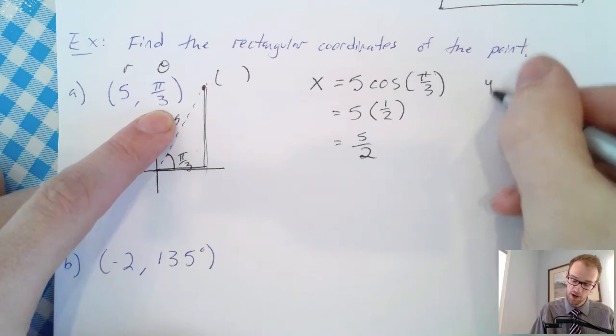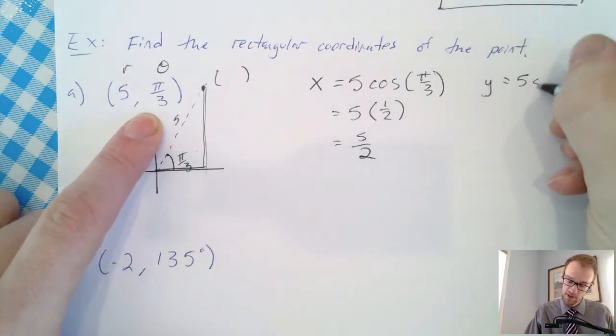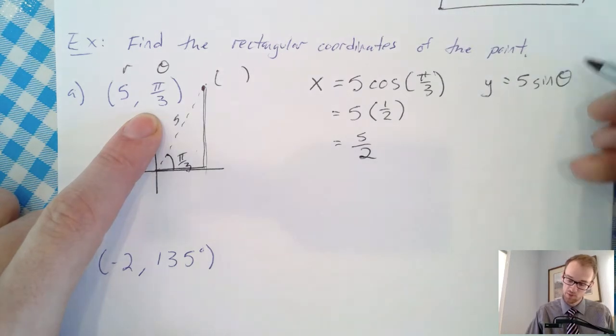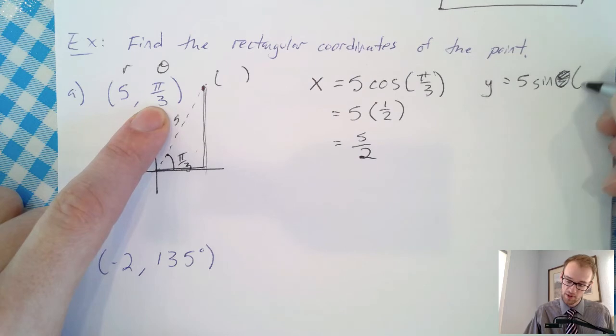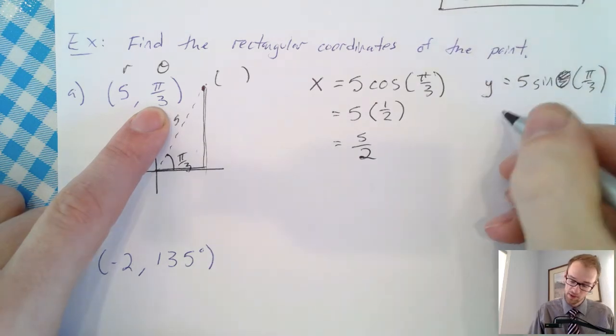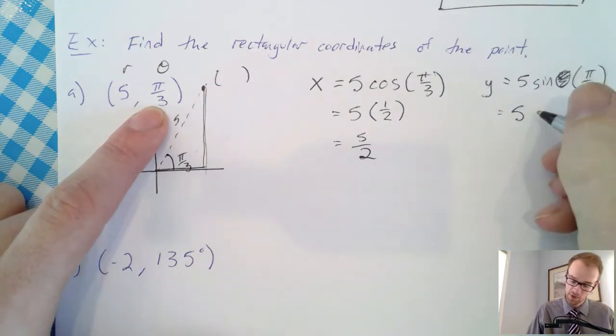Now let's calculate y. Y is going to be 5 sine theta. Oh, which I didn't put in theta. Let's put in theta as pi over 3 here. Okay, so that would be 5 times sine of pi over 3, which is going to be root 3 over 2.